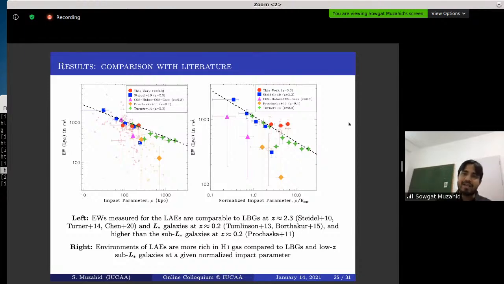On the right-hand panel is the same, but now I scale the x-axis just to take away the effect of mass. Since they are different surveys probing different types of galaxies, they will have different virial radii. So on the x-axis here, it's R over R_vir, the impact parameter normalized to the virial radius. Now you can see that at a given normalized impact parameter, the Lyman alpha emitters turn out to be more rich in neutral hydrogen gas, which is really surprising and interesting. And you can see clearly that it's also significantly higher compared to lower redshift L-star galaxies.